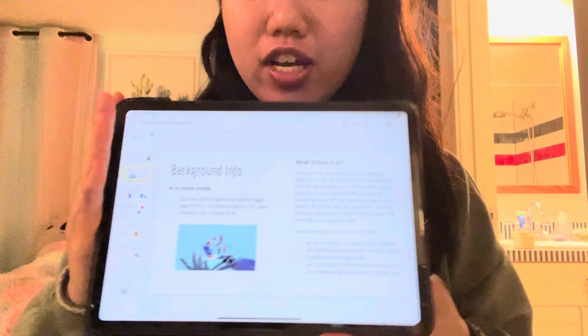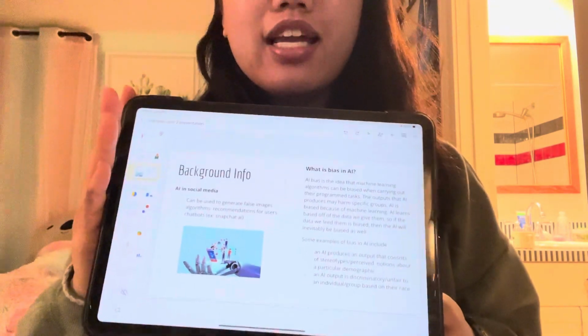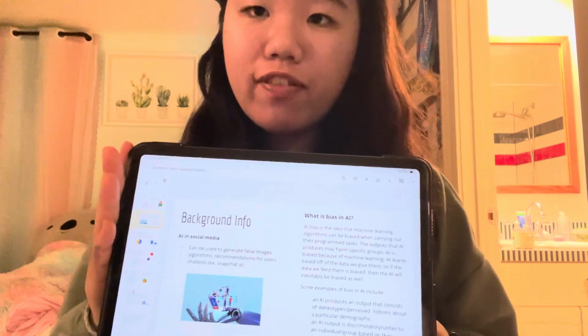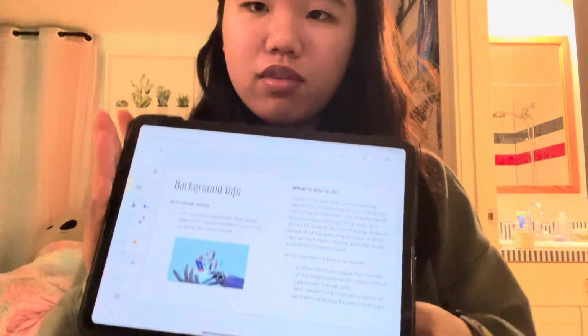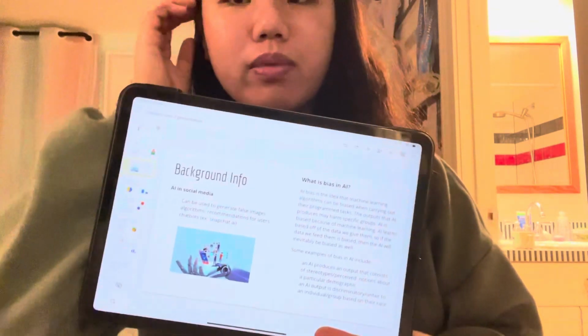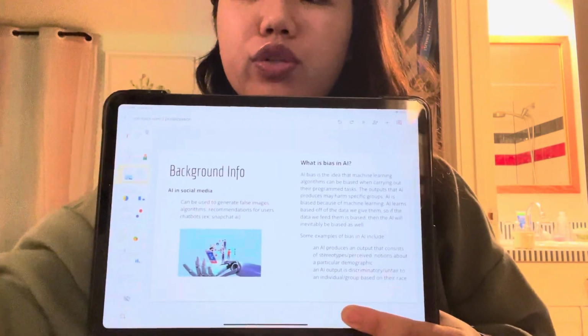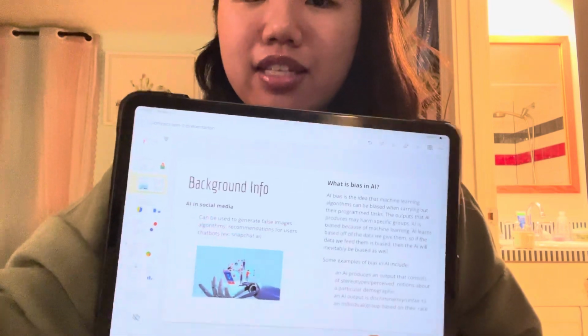An example of good would be algorithms that give you recommendations on social media, such as Spotify, what kind of music they want to recommend to you, or on YouTube, what video is recommended to you. They're also used for chatbots, such as Snapchat AI.